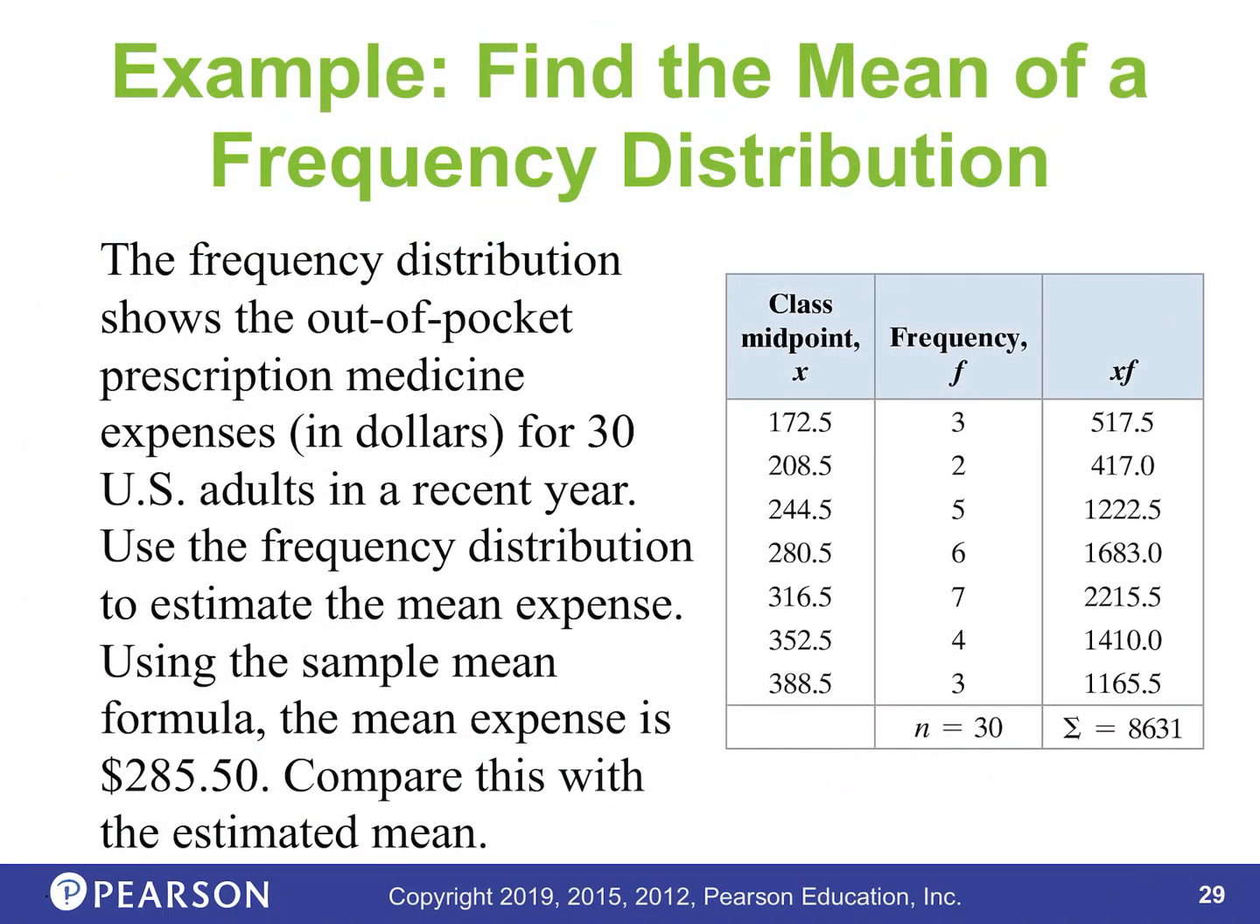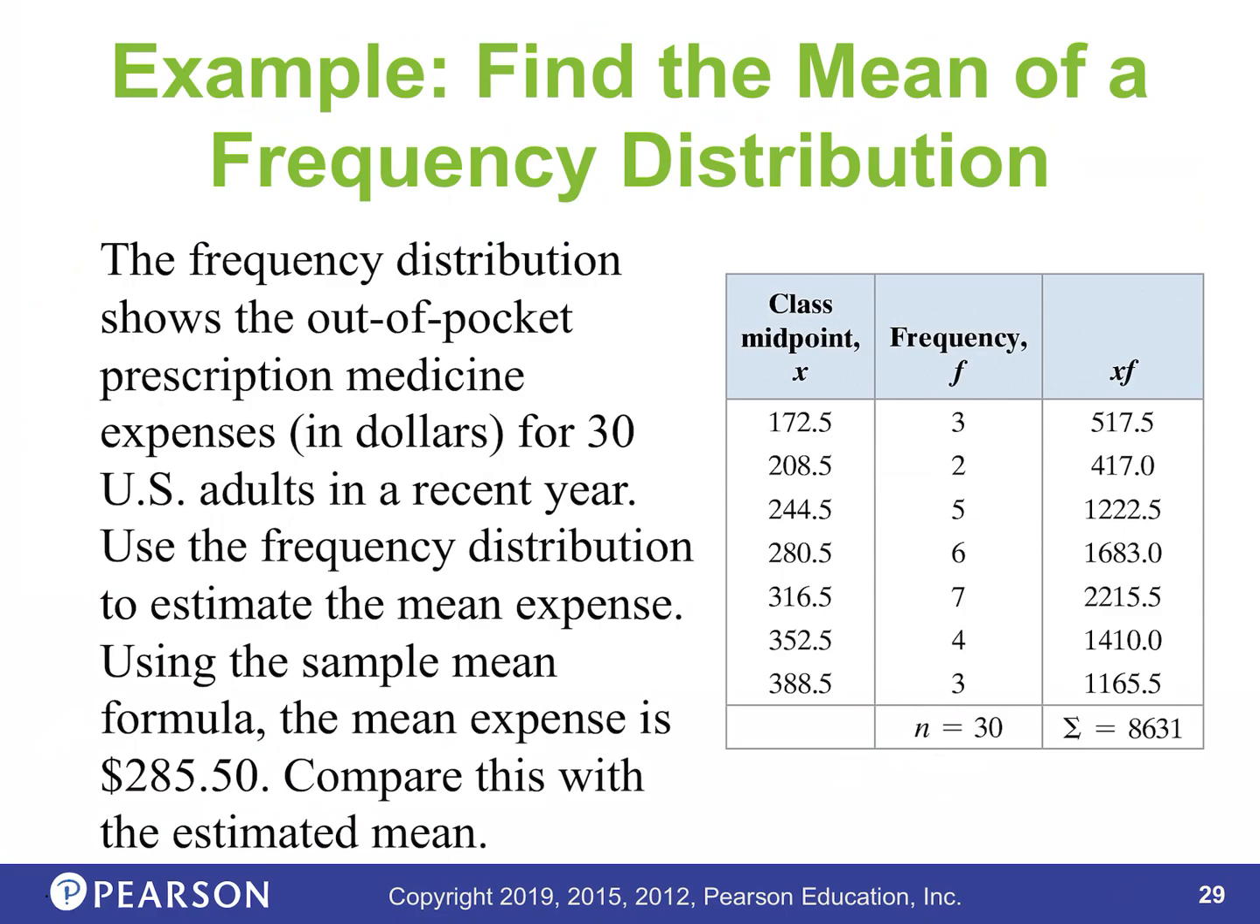So here is an example we used in the past. I think it was in last section 2.2. The frequency distribution shows the out-of-pocket prescription medicine expenses in dollars for 30 U.S. adults in a recent year. Use the frequency distribution to estimate the mean expense using the sample mean formula. Compare this to the last estimated mean, 285.50.